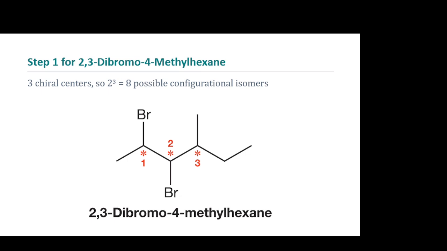So here we have 3 chiral centers. Again, we have 2 options for each of them. They could be R and S, right? So we go 2 to the 3rd power. Therefore, there are 8 possible configurational isomers for this molecule. We go and label them 1, 2, and 3 so we can keep track of them.